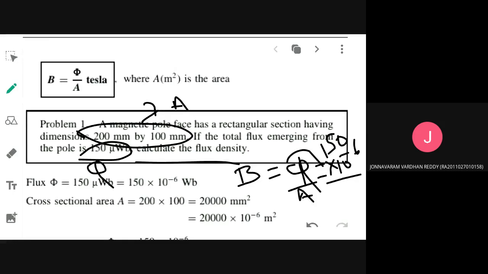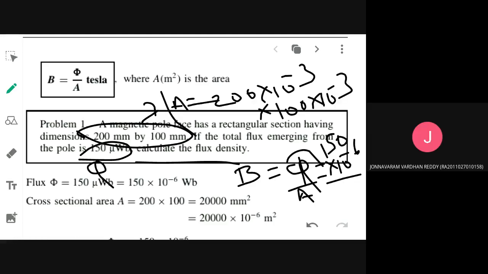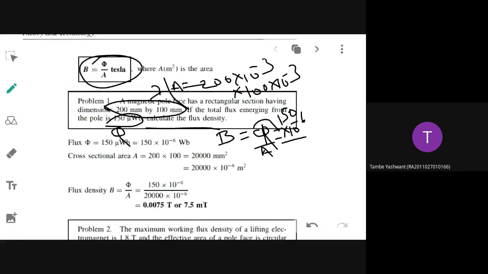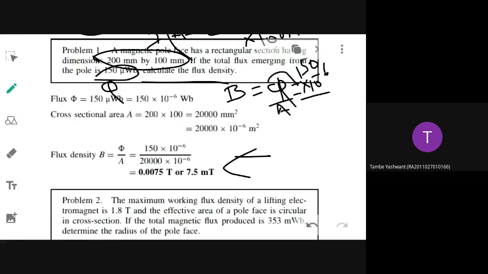Area, how will you calculate? Length times breadth, 200 mm into 500 mm. Since it is given in mm, you have to convert that into meters, multiplying by 10 to the power minus 3 each. This is the area. So tell me what is B? Use this formula. What is the answer that you got? 0.0075 Tesla, or 7.5 milli Tesla. All got it.